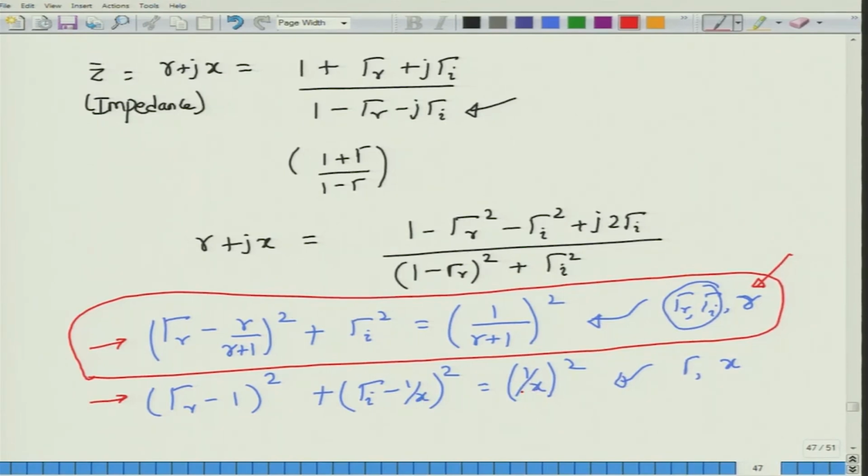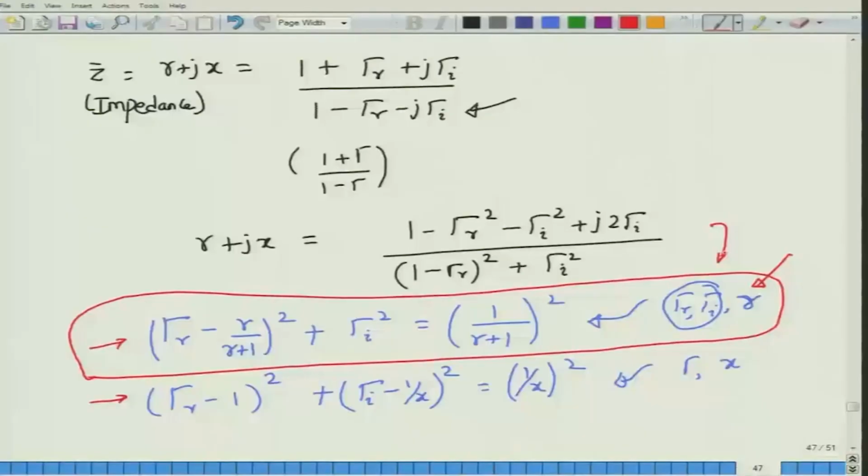As r changes, the center changes and the radius changes. As x changes, the center changes and the radius changes. If you plot both these equations on the same complex gamma plane, you would end up with the Smith chart. It's as simple as that. I would of course suggest that you derive these equations because they are tedious, and therefore I have avoided deriving them. So in the next module, we will build up the Smith chart. Thank you very much.